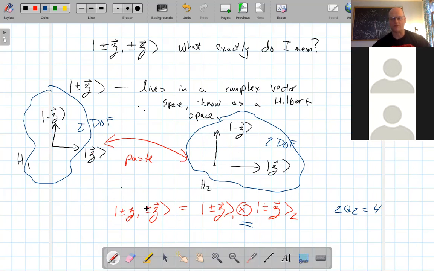So this notation, even though it looks similar to a notation that we wrote down before, is completely different. I'm taking a particle which lives in one Hilbert space and a particle that lives in a second Hilbert space, pasting these on top of each other, which is now increasing the dimensionality.